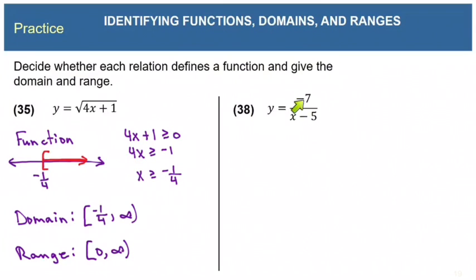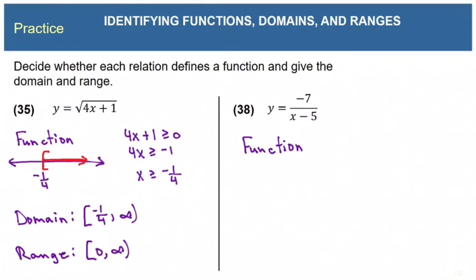Now here is another rational function. You can tell because we have a variable in the denominator. And let's decide if this is a function or not. Any value of x that we plug in is only going to give us one answer, so each x we plug in matches one y, and this is a function.